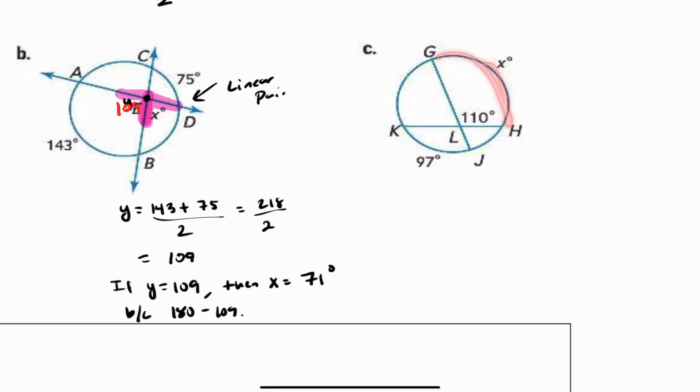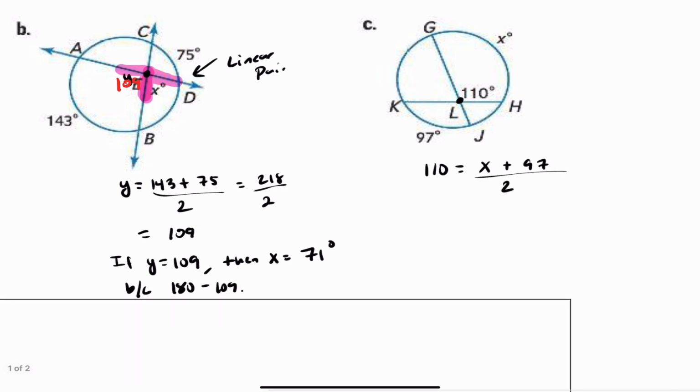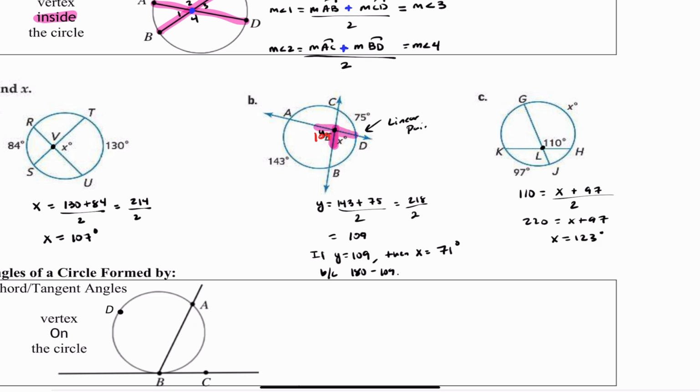For C, this is where x is located. Let's say this is the top arc, so top, bottom, and this is the angle. Remember, the vertex is inside of the circle here. If 110 is the top angle, then 110 is equal to the top plus bottom arcs, divided by 2. Multiply both sides by 2, and you get 220 equals x plus 97. So x is 123 degrees. That's pretty simple for that one.